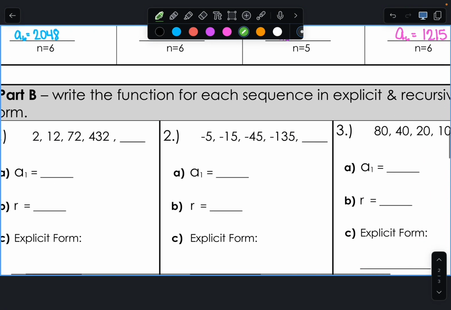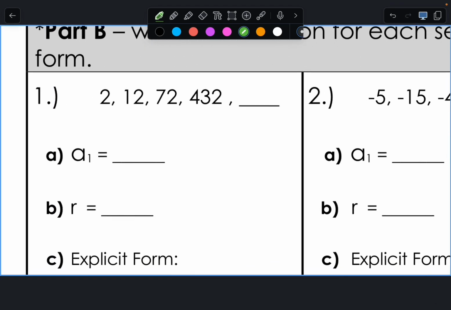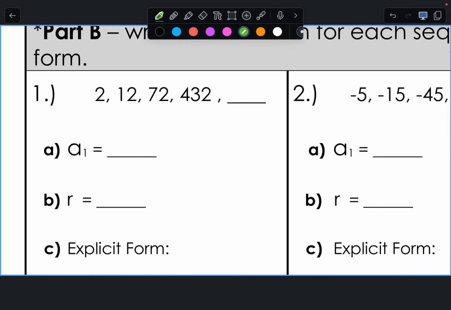Part B, write a function for each sequence in explicit and recursive form. So for number 1, part A is asking us for what digit? The first number in the sequence, which is 2. Now, R is our common ratio, the number that you are multiplying, which is 6. You multiply by 6 every single time.